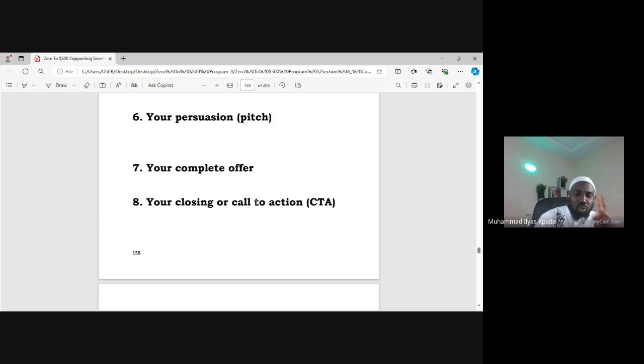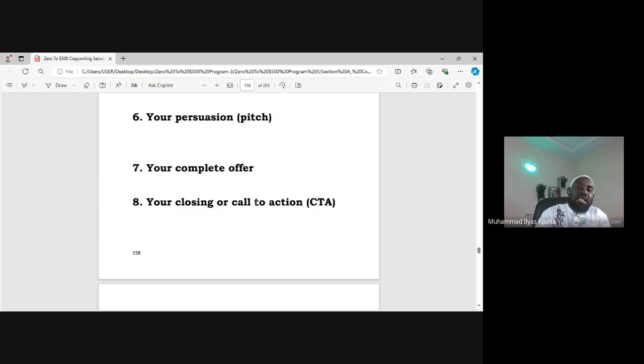Email has two categories. There are emails that are designed to sell, and there are emails that are designed to poke the curiosity so that people will click to go to the landing page where the sale is made. So if the email is designed to sell, the selling is done in the email. You must put all these things.